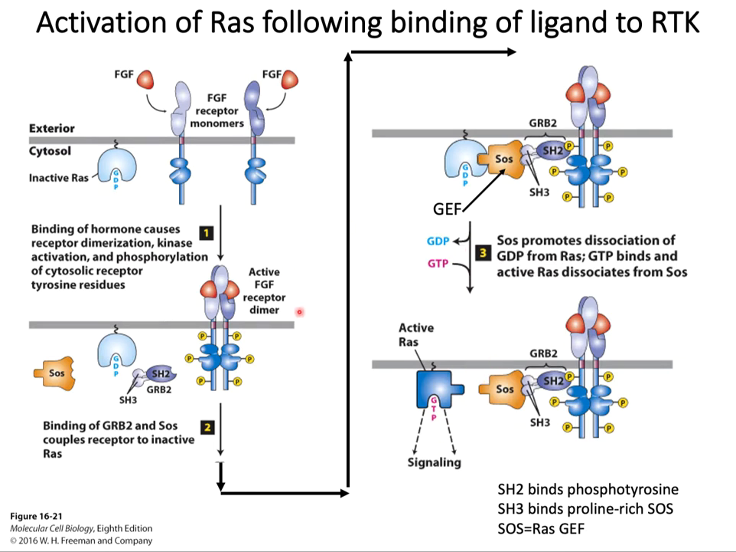So here are the steps once again. You have the binding of the ligand, dimerization of the receptor, then you have the autophosphorylation of the tyrosine residues, recruitment of GRB2, recruitment of SOS. SOS is a GEF that then recruits RAS, and the SOS facilitates the exchange of the GDP for the GTP, thus activating the RAS.